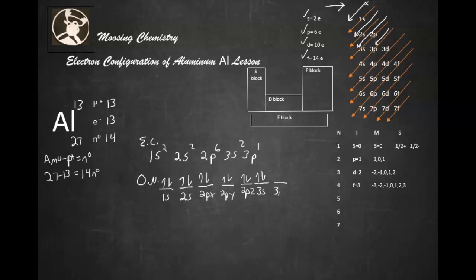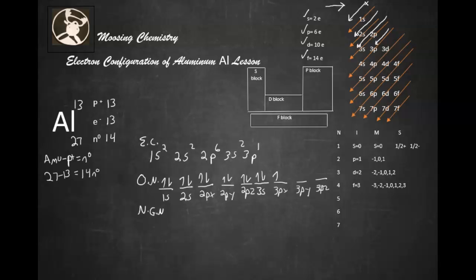Then 3px, 3py, and 3pz. And yes, we do need to have all those subshells, because remember that electrons can become excited. They can jump subshells or even shells themselves. So let's do this here. And up there.